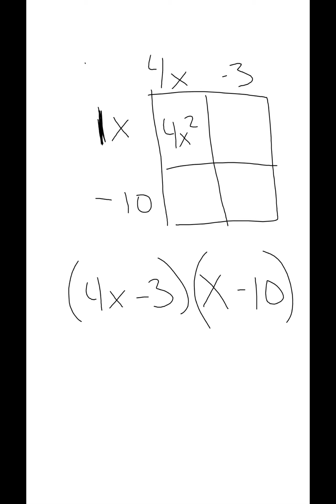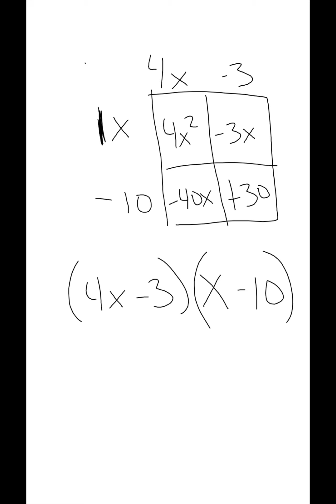4x squared. 4 times 1 is 4. x times x is x squared. Negative 3 times 1 is negative 3x. Negative 10 times 4 is negative 40. And negative 10 times negative 3 is positive 30. Already I know it's not going to be my answer because of that plus 30.